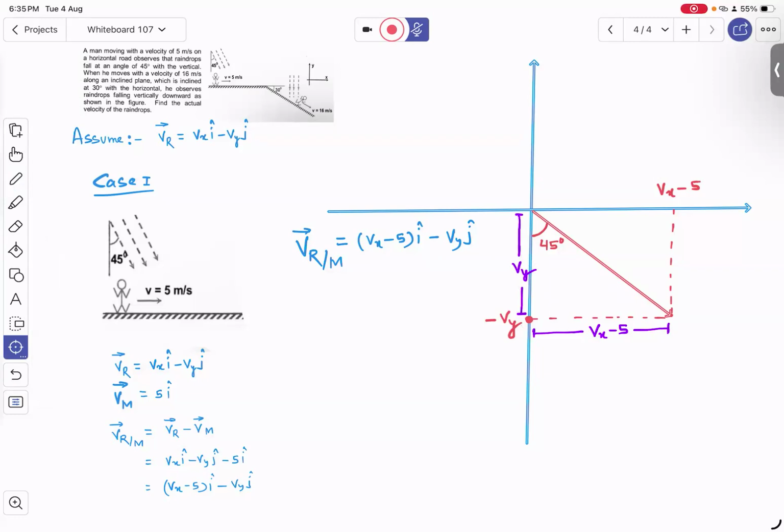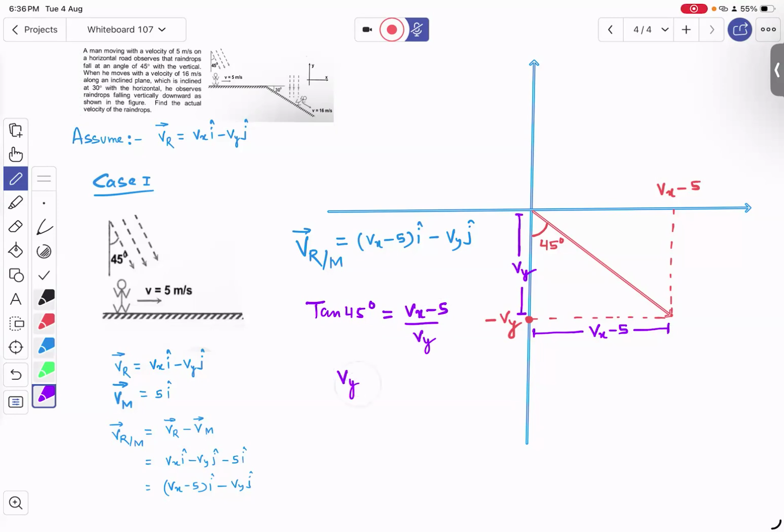Now from this triangle, you figure out the tan 45. Whenever you have an angle of 45, the x and y components will be of the same magnitude. So what we get is tan 45 will be Vx minus 5 by Vy. We know tan 45 is 1. So Vy is equal to Vx minus 5. That is going to be the one equation.